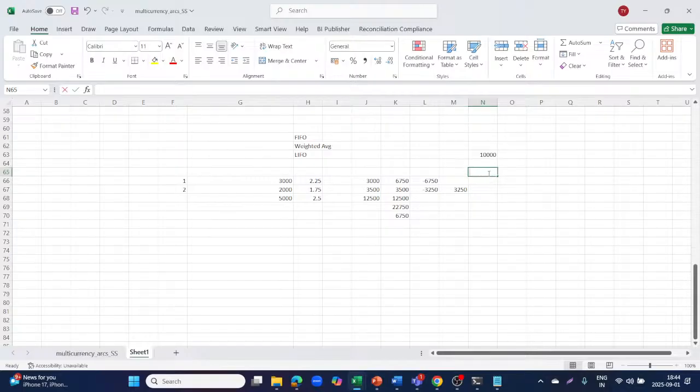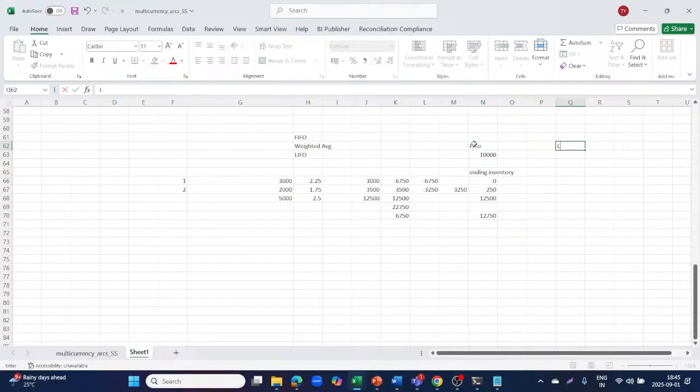So now ending inventory will be 0 in the first batch. In the second batch you will have 3500 minus 3250, that is 250, and in the third batch you have complete inventory. So in total you will be having 12500 plus 250. Okay, now this is in case of FIFO, that is first in first out.